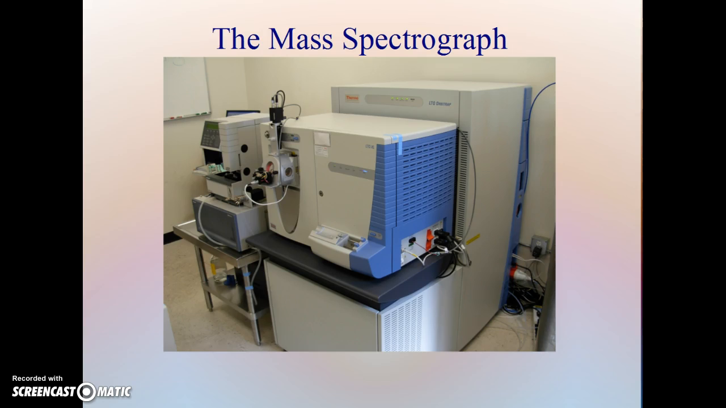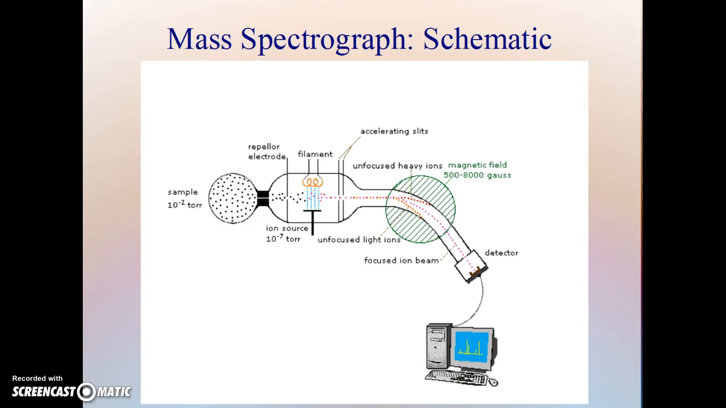The mass spectrograph looks like this. This is a nice little thermo mass spectrograph. Give them a little free advertising here. And these things can cost a lot of money. They can cost $35,000 to $100,000. And you'll see why when I describe how it works.